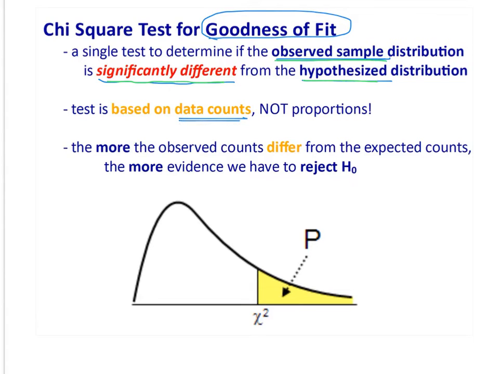This is going to be important. You're going to be using whole numbers, not proportions. So you don't want percents or decimals. You're going to want whole number data counts, and you'll see that as we go through the problem. Also, the more the observed, or the more of what we see, differs from the expected, the more evidence we have to reject the null hypothesis. Which makes sense. If I see things that are really different than what's expected, I think the null hypothesis, or the equals claim, is wrong.